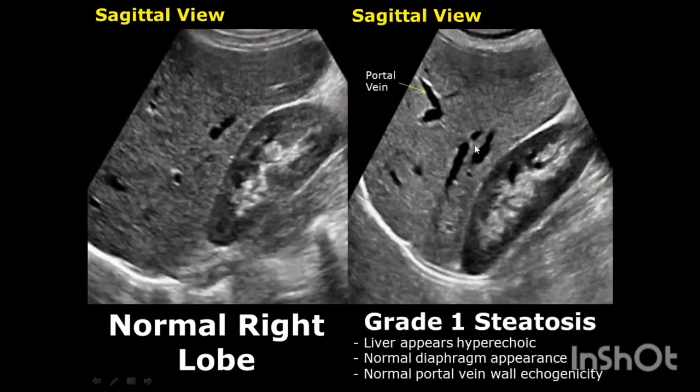Now we move on to fatty liver or hepatic steatosis, starting with grade 1, the mildest form of fatty liver. The liver will appear hyperechoic, more hyperechoic as compared to the kidney, but we can see the diaphragm normally, and we can also see the hyperechoic walls of portal vein.